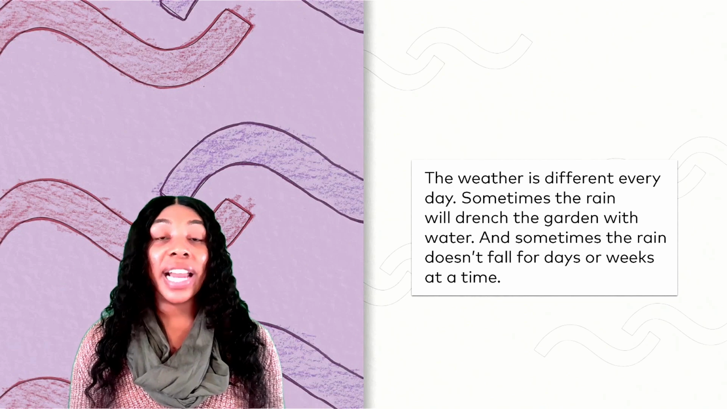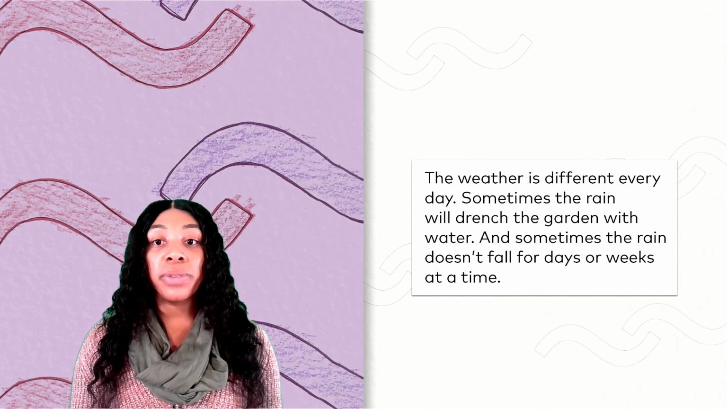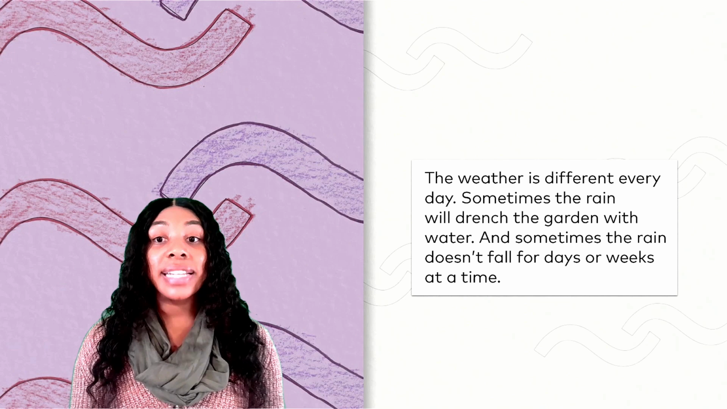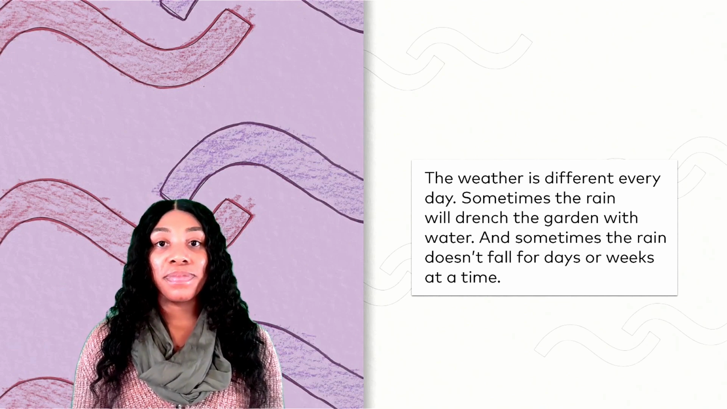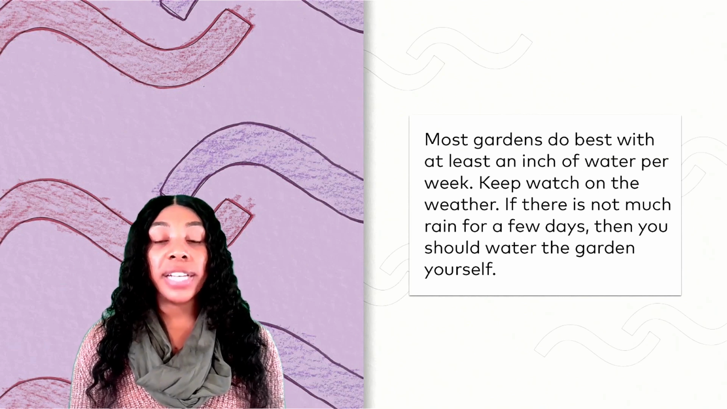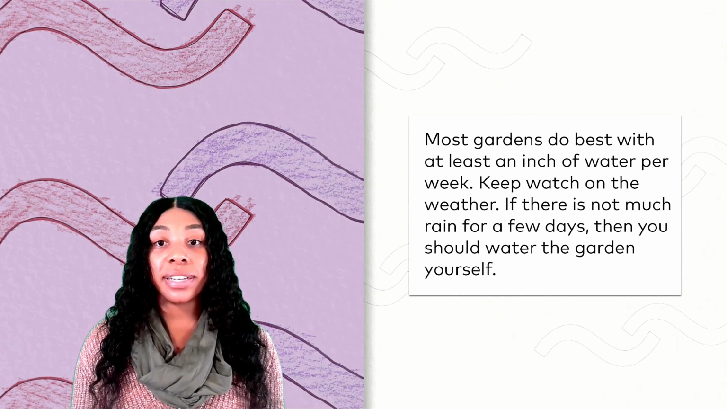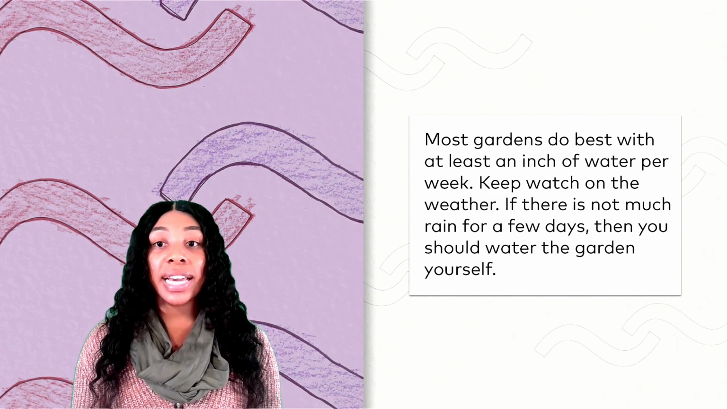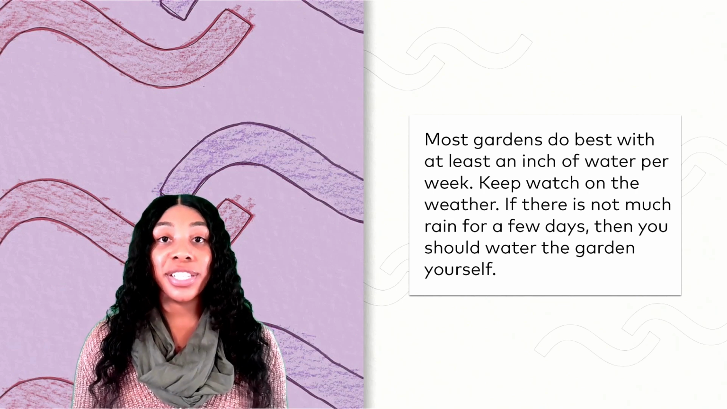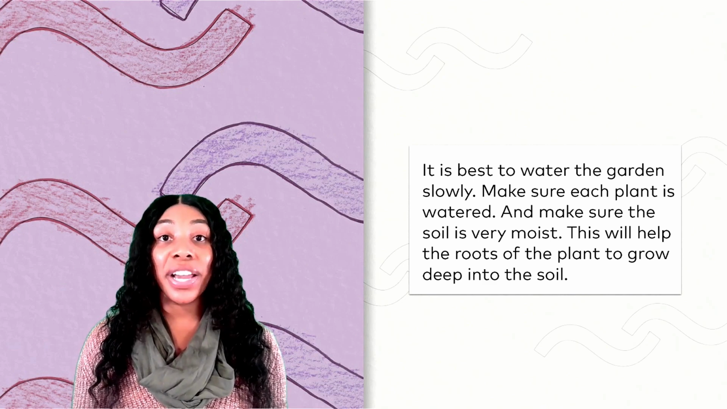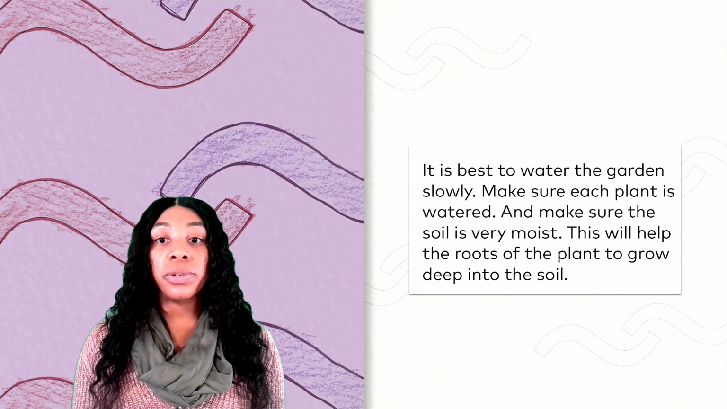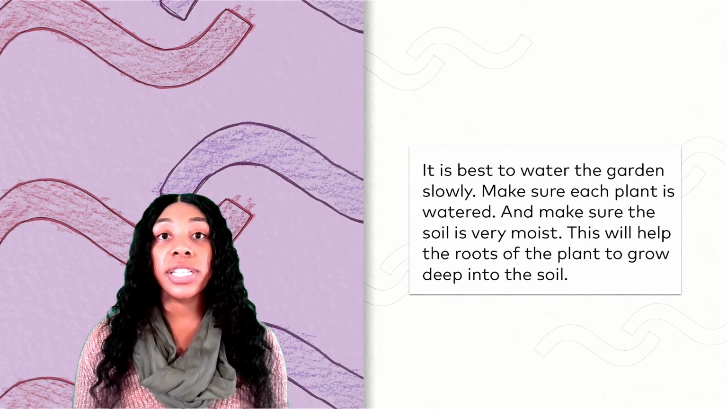The weather is different every day. Sometimes the rain will drench the garden with water, and sometimes the rain doesn't fall for days or weeks at a time. Most gardens do best with at least an inch of water per week. Keep watch on the weather. If there is not much rain for a few days, then you should water the garden yourself. It is best to water the garden slowly and make sure the soil is very moist. This will help the roots of the plant to grow deep into the soil.